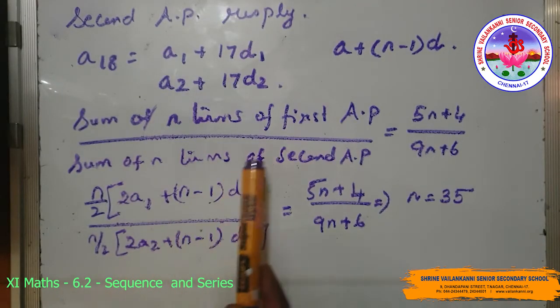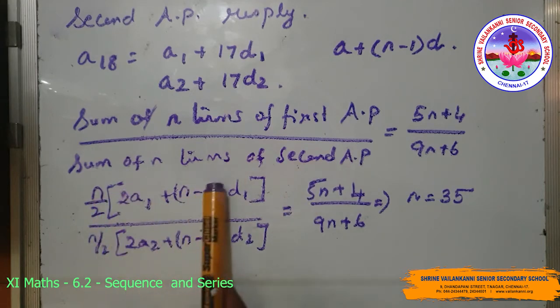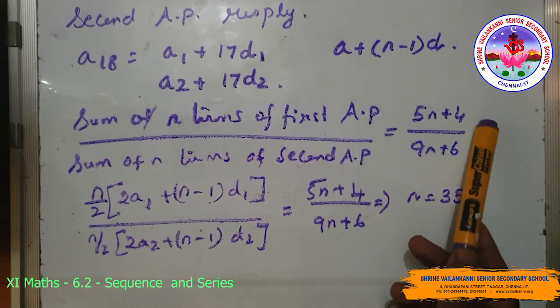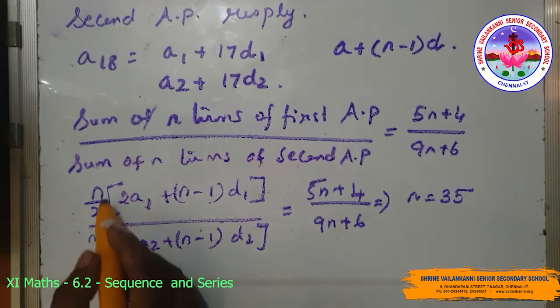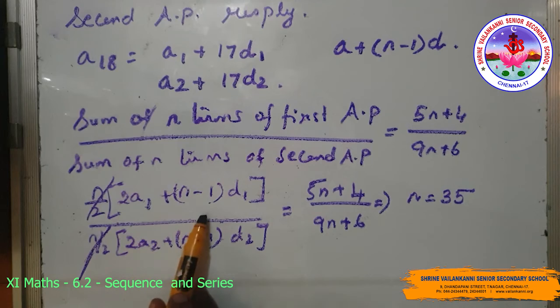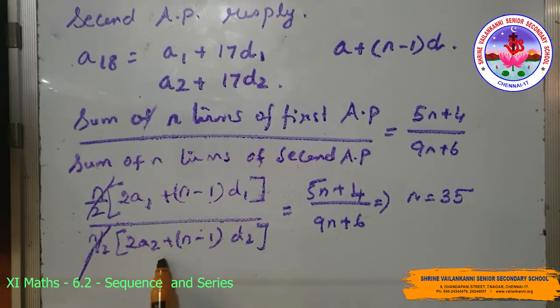So the sum of n terms of the first AP by the sum of n terms of the second AP is equal to 5n plus 4 by 9n plus 6. The ratio is given. So n by 2 into 2a1 plus n minus 1 into d1 for the first AP, and n by 2 into 2a2 plus n minus 1 into d2 for the second AP, is equal to 5n plus 4 by 9n plus 6. So cancelling n by 2, we get 2a1 plus n minus 1 into d1 whole by 2a2 plus n minus 1 into d2, which is equal to 5n plus 4 by 9n plus 6.